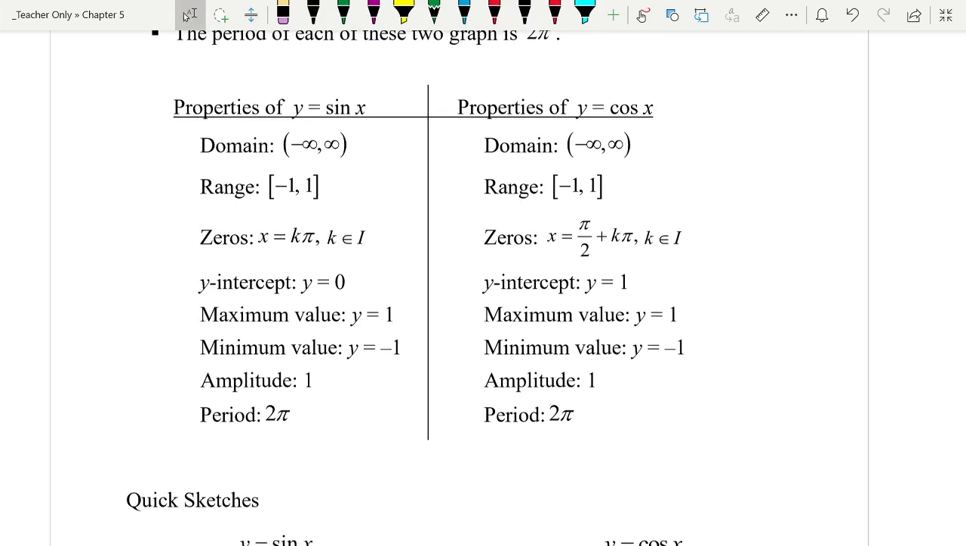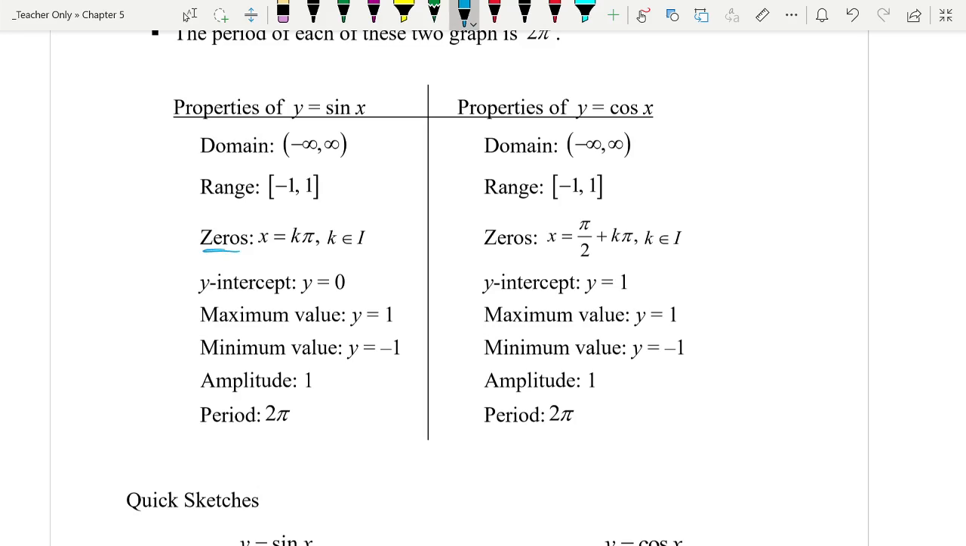The domain for sine of x is, of course, you can go from -infinity to infinity. It goes on forever. But notice the range. It doesn't go ever any higher than 1 or lower than -1. Okay? And the same thing is true of the cosine graph. Where are the x-intercepts? Remember, zeros means x-intercepts? Well, they happen every multiple of pi.